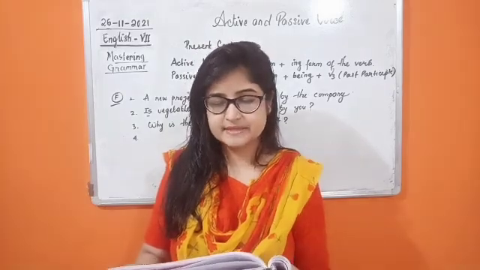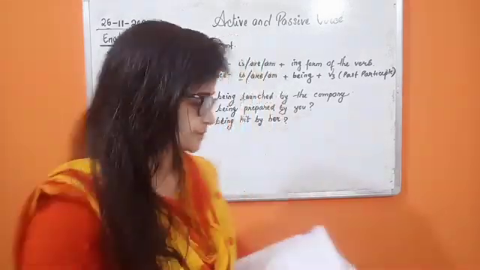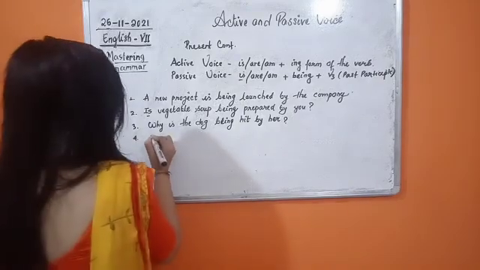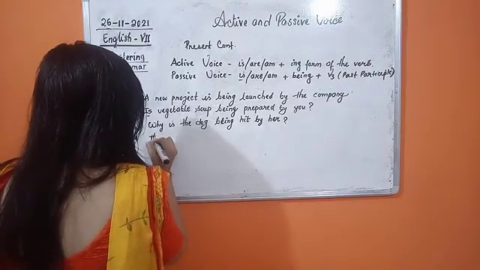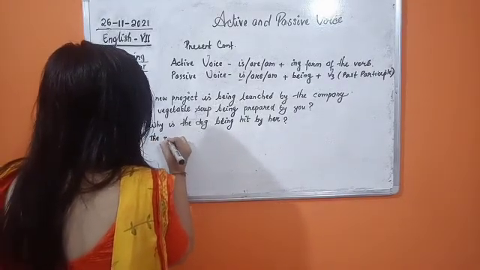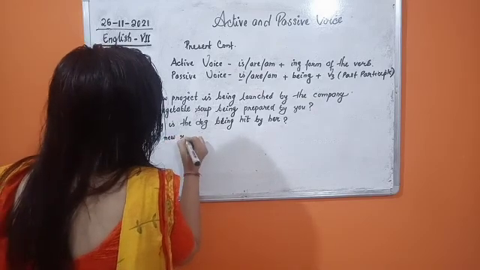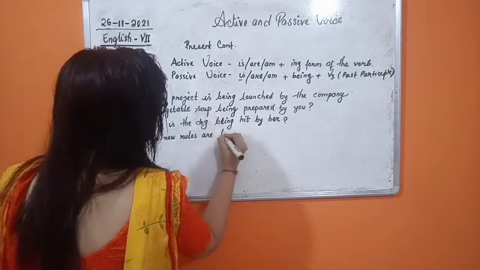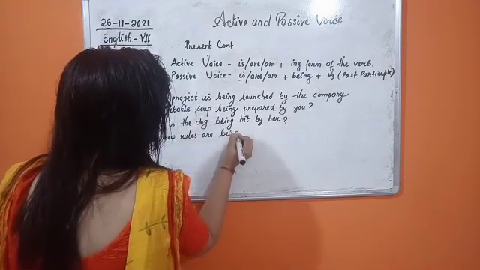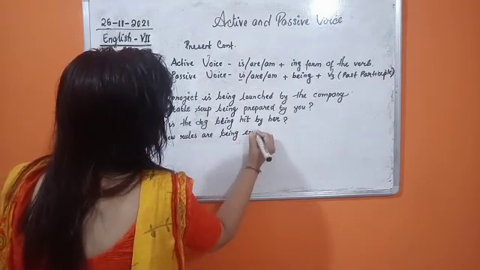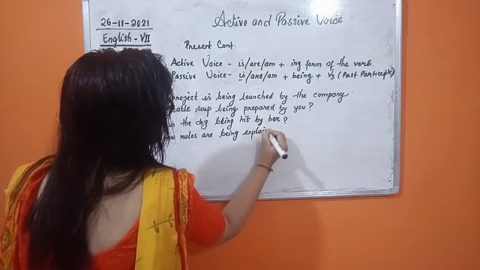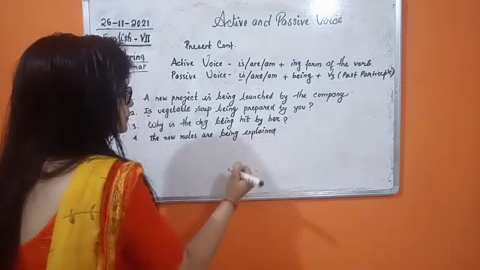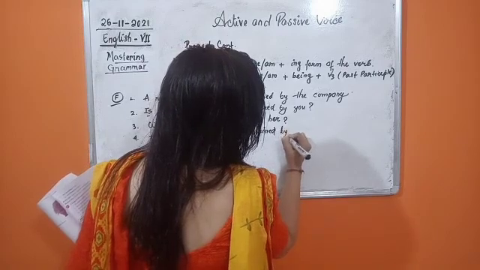Now the principal is explaining the new rules to the students. Okay. So the new rules. So rules are plural. Rules are being, and then the third form of the verb, explained. The new rules are being explained by the principal.